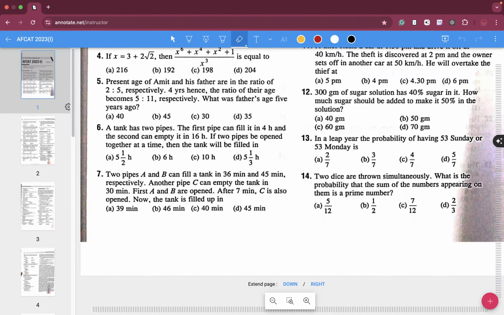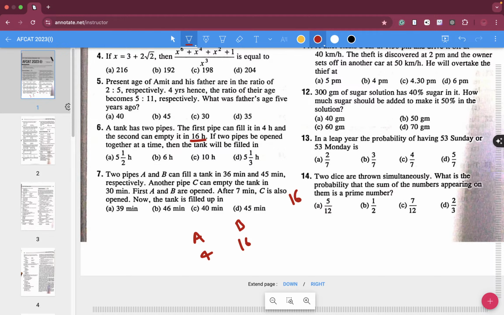Alright, a tank has two pipes. The first pipe can fill it in 4 hours and the second pipe can empty it in 16 hours. If the two pipes are opened together, the tank will be filled in how long? A is working in 4 hours, B is working in 16 hours. I'm saying that the total capacity is 16 because of the LCM.